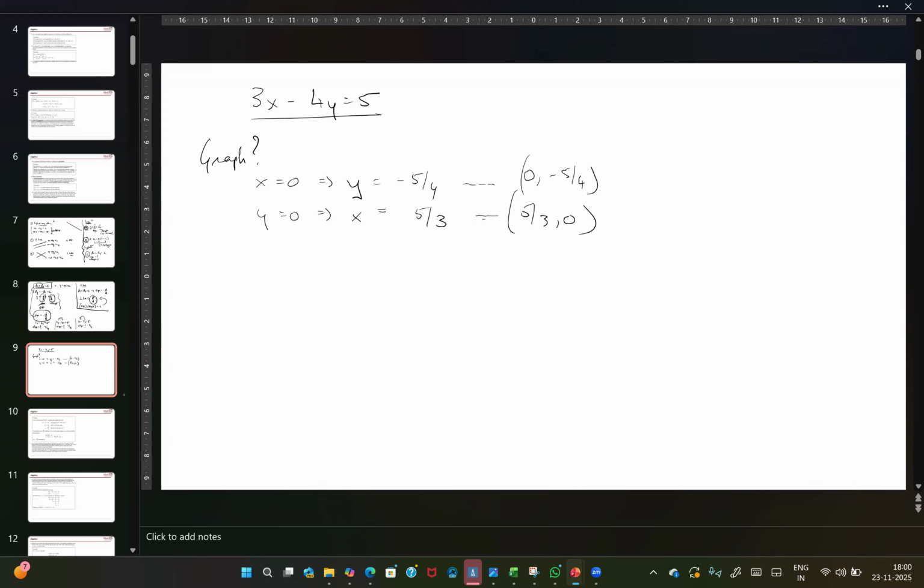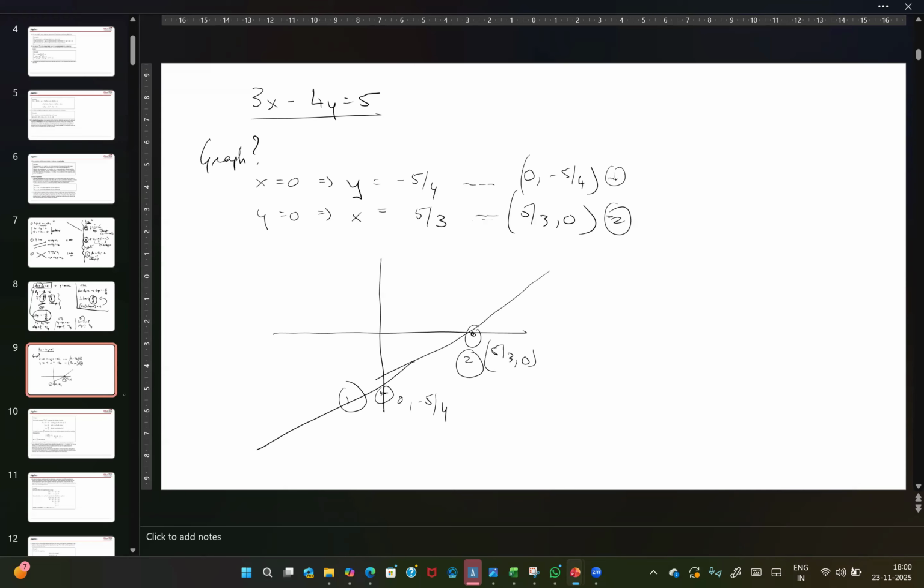Yeah, and then we can plot it on the axis, right? So the first point has negative y, so we'll plot here (0, minus 5 by 4). The second point is going to be plotted here, (5 by 3, 0), correct? And then the equation will obviously be this line.